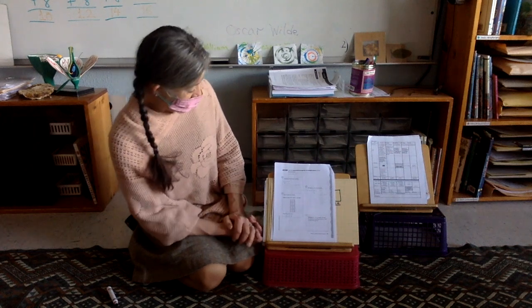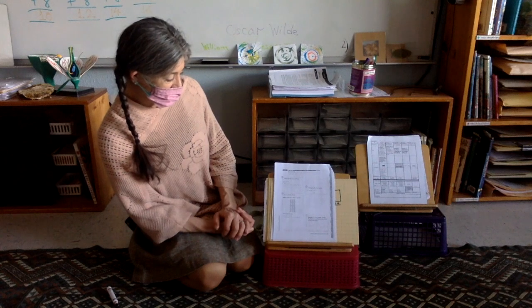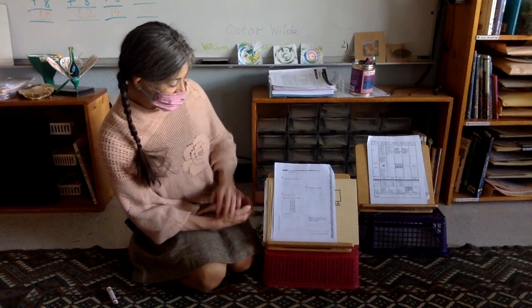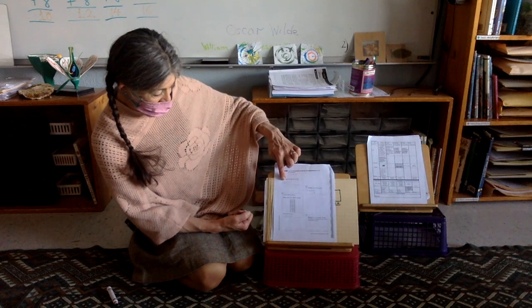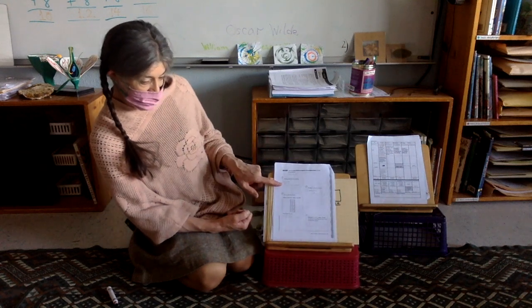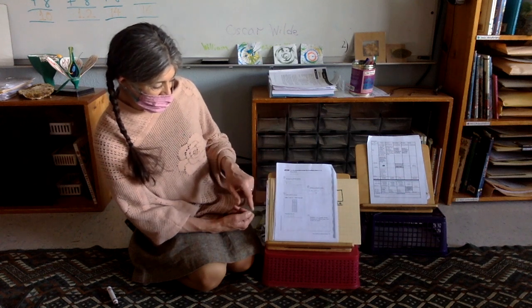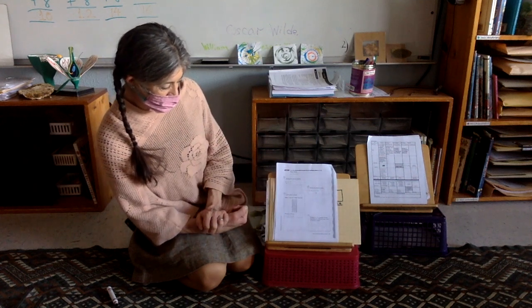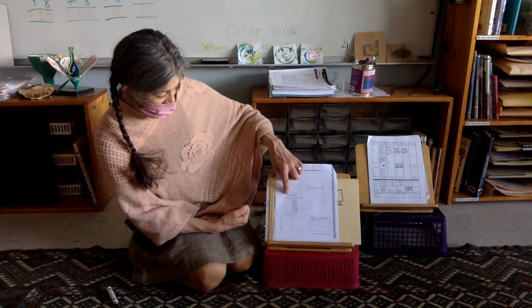Page 41. Use the associative property of multiplication to find the product of 2 times 3 times 4. So they want you to group the 2 and the 3 together first, and it's going to make 6. And so now we have 6 times 4, which is 24. Okay. Here they're wanting you to use models to check.